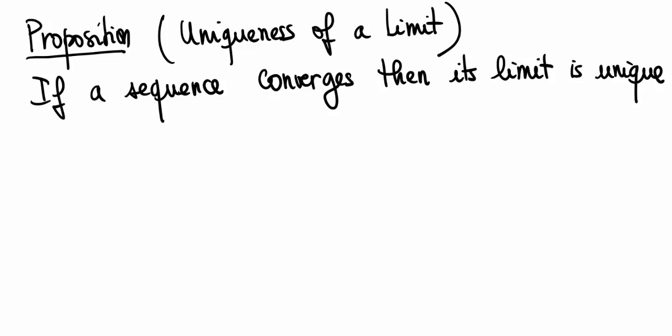And the point here is that if a sequence is convergent, then it converges to a number. And whatever that number is has to be unique. So, in other words, it is not possible for a convergent sequence to converge to two distinct real numbers. So let us prove this.